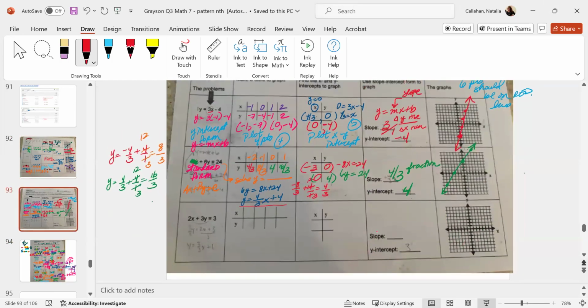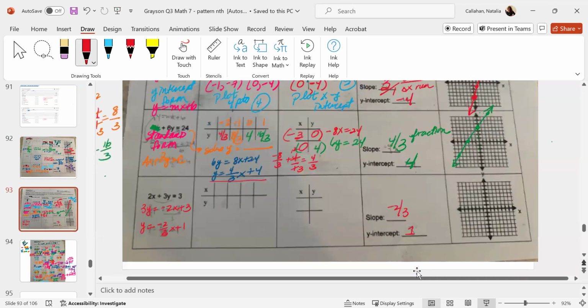All right, so this is in standard form. And because it's in standard form, you want to solve for y. So we should have 3y equals negative 2x plus 3. Y equals negative 2 over 3x plus 1. Y-intercept is 1. Your slope is negative 2/3. Is that what you have? Is that not what you have?